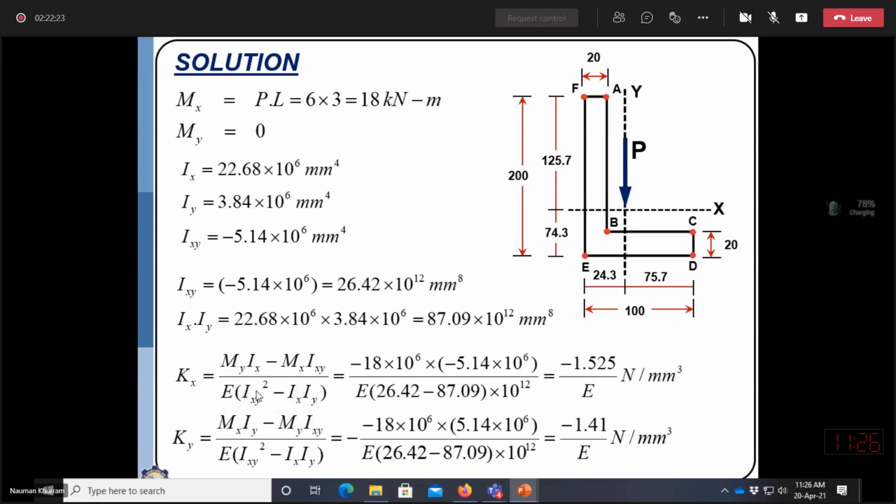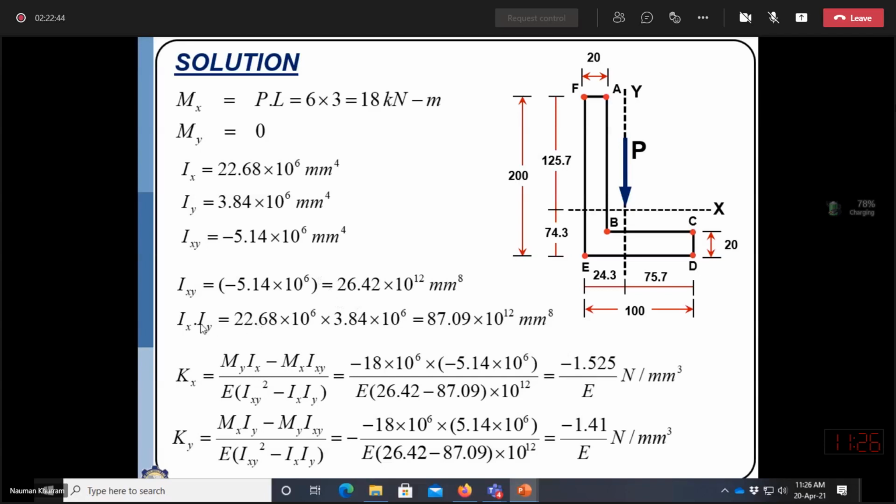So we can take the square of the product moment of inertia. This is supposed to be squared here, so I will put this square. If we take the square of the product moment of inertia, the answer will be 26.42.